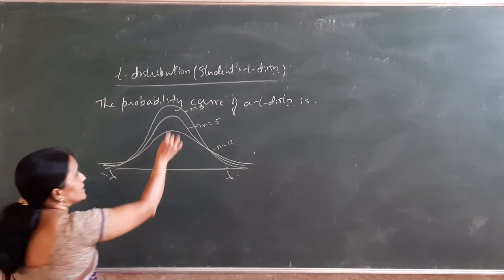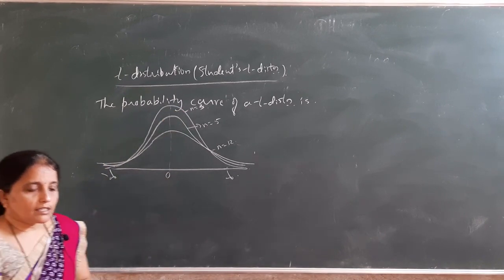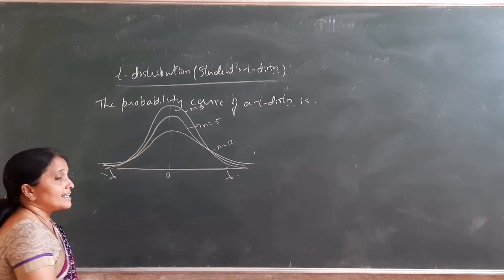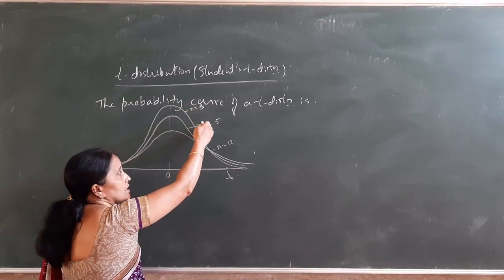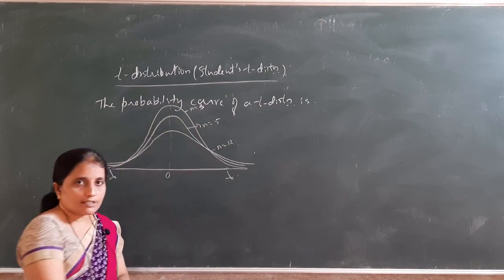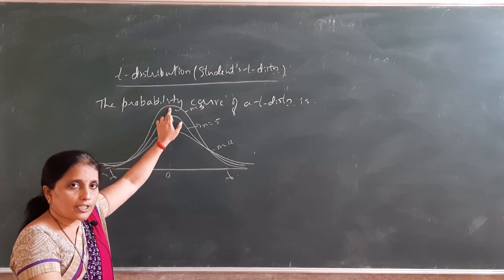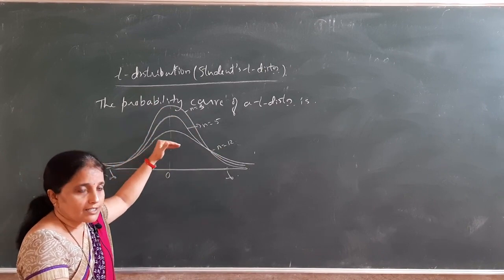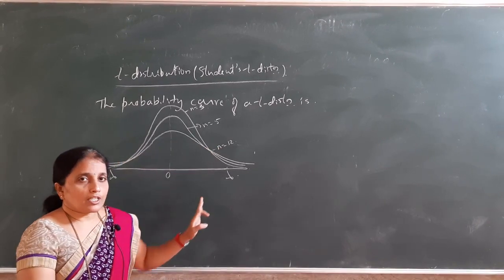Here, the t curve is always symmetric about 0. The t curve is symmetric about 0, like a normal distribution. As n increases, the peakedness of the curve decreases, right? Basically, the T distribution is a leptokurtic curve. As n becomes larger and larger, the peakedness decreases. So, for a very large n, it may be a mesokurtic curve.